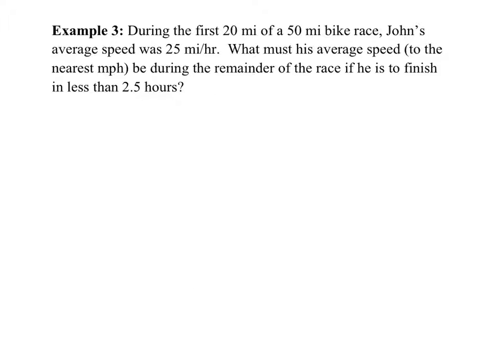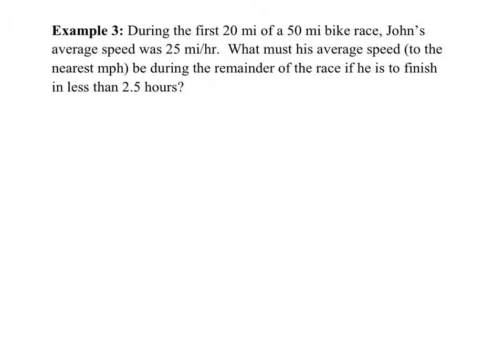All right, example 3. During the first 20 miles of a 50-mile bike race, John's average speed was given. What must his average speed be to the nearest mile per hour during the remainder of the race if he's to finish in less than 2.5 hours? So time needs to be less than 2.5 hours, right? Time needs to be less than 2.5 hours. That's the whole key here.